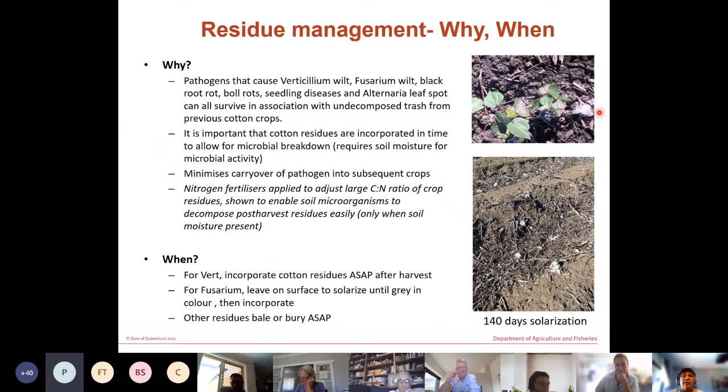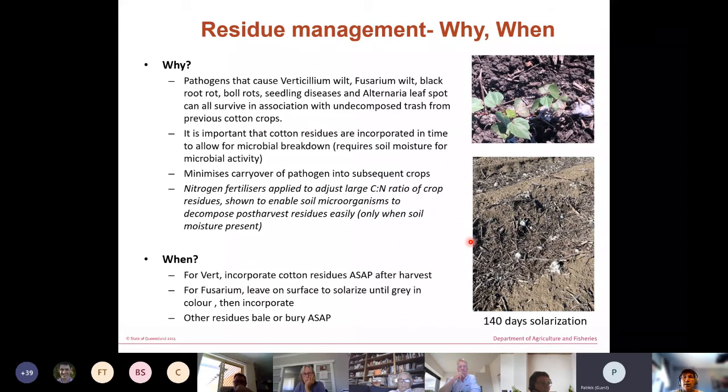So residues, why? The residue hosts all sorts of pathogens, not just Verticillium, but many of them. And if it's undecomposed, it is an inoculum source. This is an example of Alternaria early season, where we've got all of this trash on the ground. The seeds have germinated through this trash and then they've become infected with Alternaria. But if we're able to get that trash into the soil early enough and have it broken down, then hopefully we shouldn't see these issues.